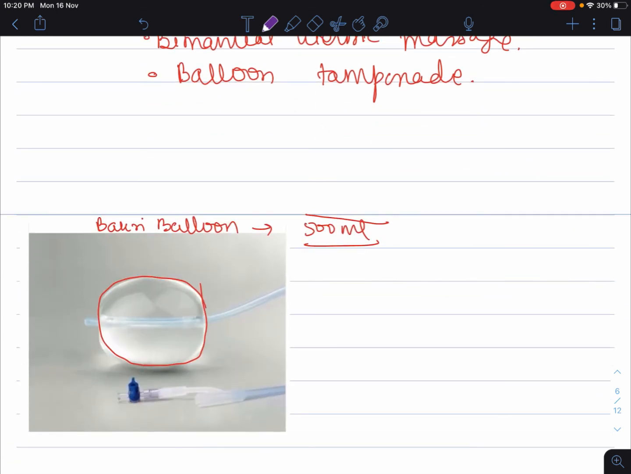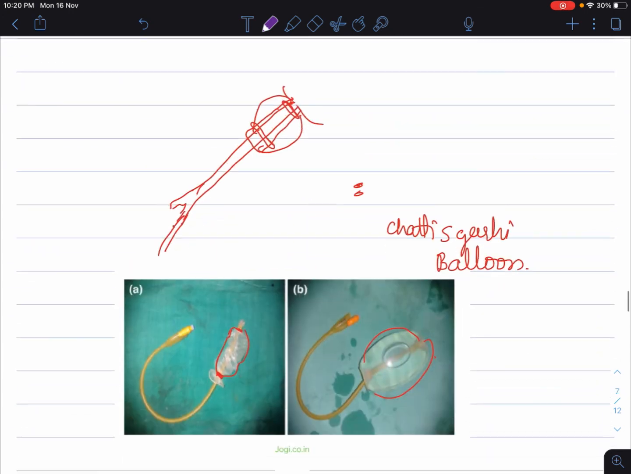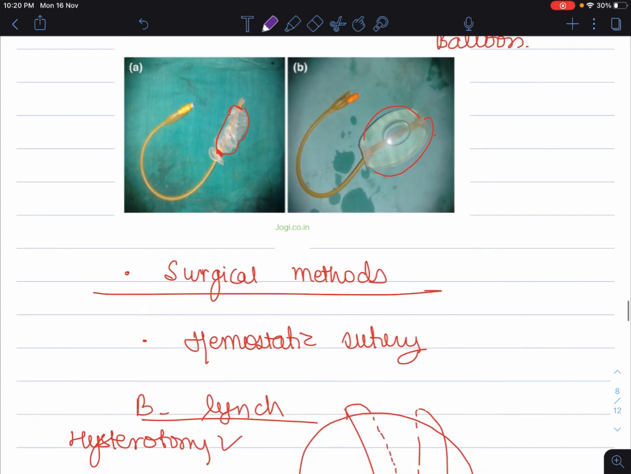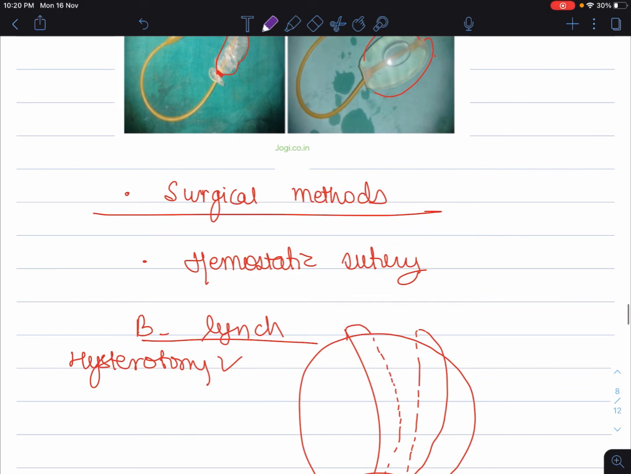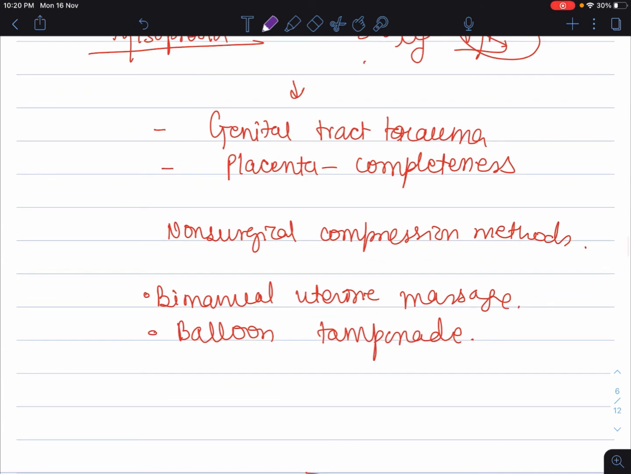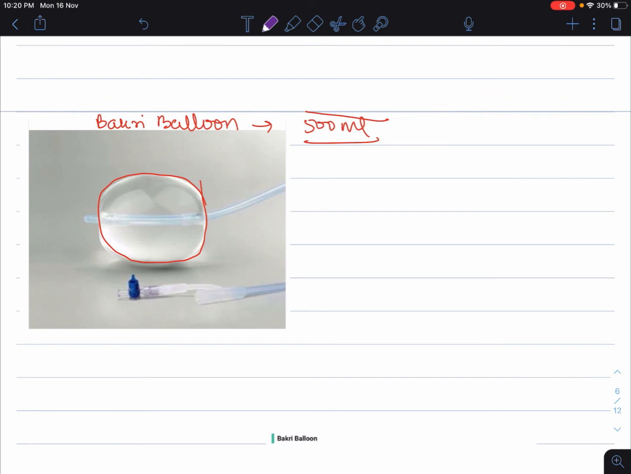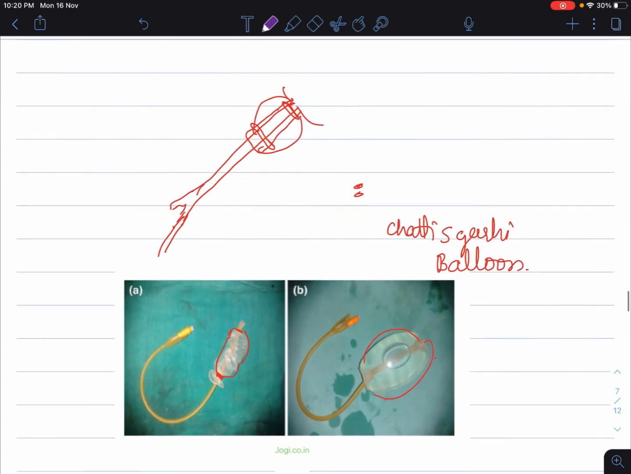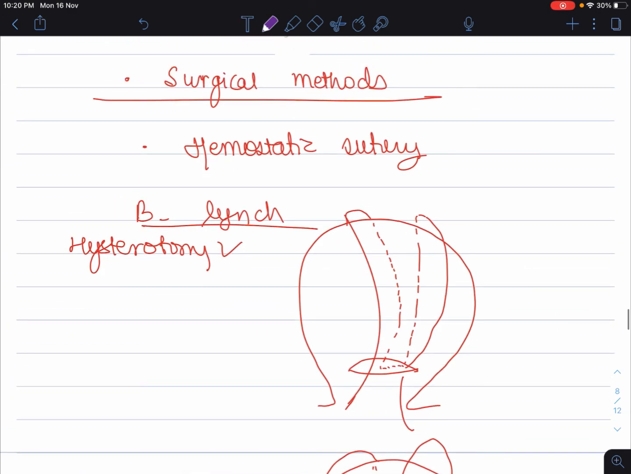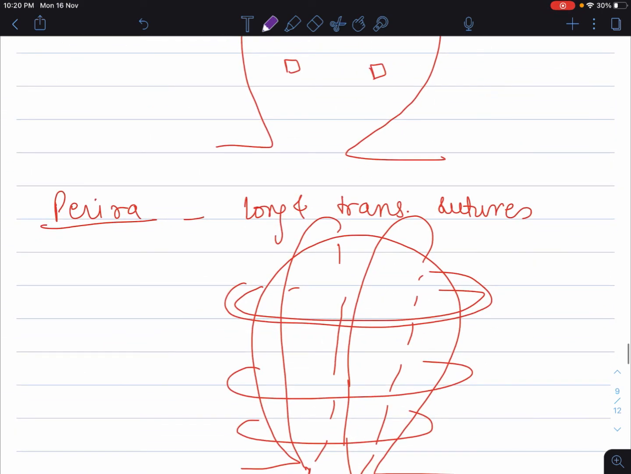to know if there's any retained bits left. Then you will do tamponade by Bakri balloon or condom catheter, which I explained how you can make at that very point. And then finally, if that is not working, you'll go for hemostatic sutures. From this point onwards, you can go to the OT, so that if these don't work, you can go for surgical methods like hemostatic suturing, which I explained: B-Lynch, Hayman, Cho and Pereira.